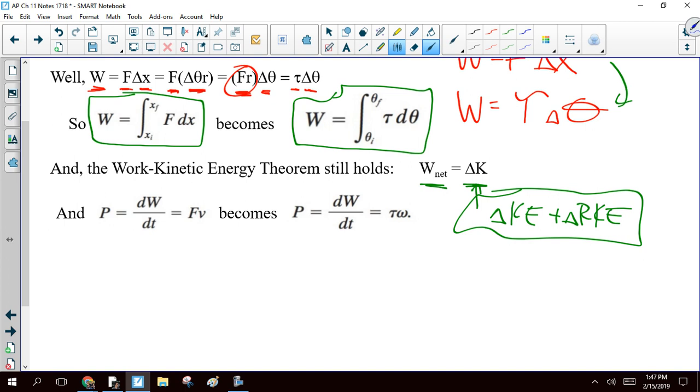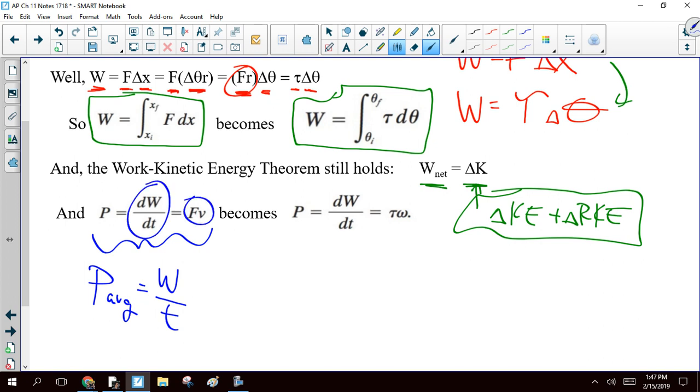Okay, so finally, power. We learned a couple chapters ago that power was the rate at which work is done. You can find your average power by just doing work divided by time, and you can find instantaneous power by either taking a derivative or doing force times velocity. In terms of angular motion, it's the exact same thing. Power is still the rate at which work is done. Force times velocity becomes torque times angular velocity. And our equation for average power remains unchanged.